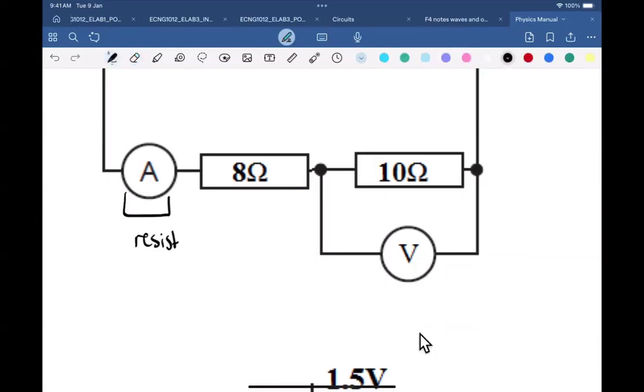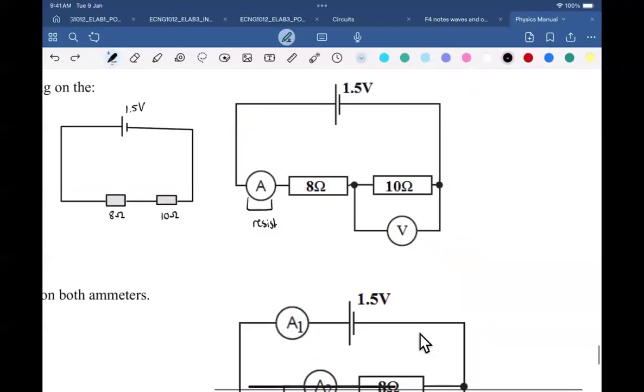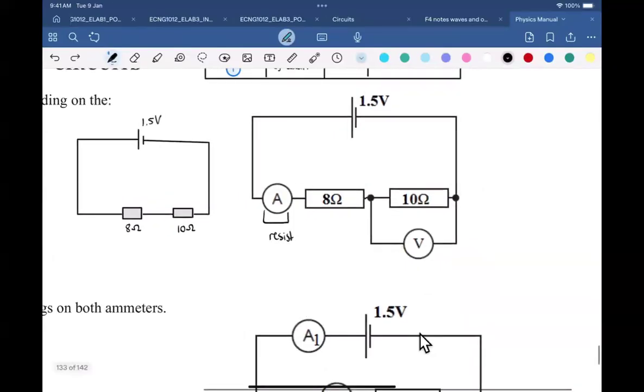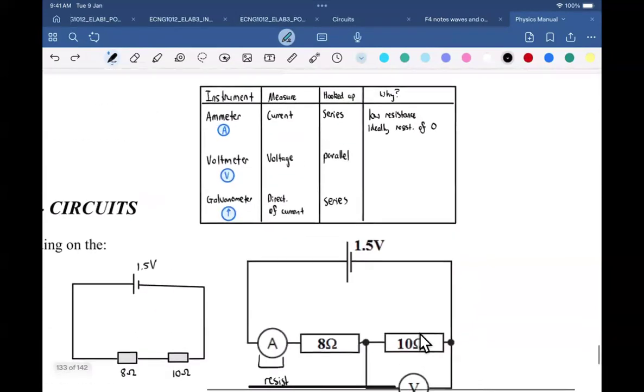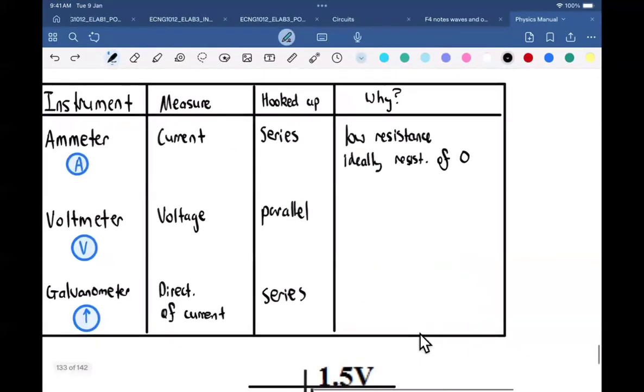Yes, because if it's infinite, you wouldn't lose any current to the voltmeter. All the current would just pass through here, so it would not affect the circuit. So anytime you see an ammeter and a voltmeter, pretend it's not there, because it's not supposed to affect the circuit. Do you all feel like you understand it a lot better?